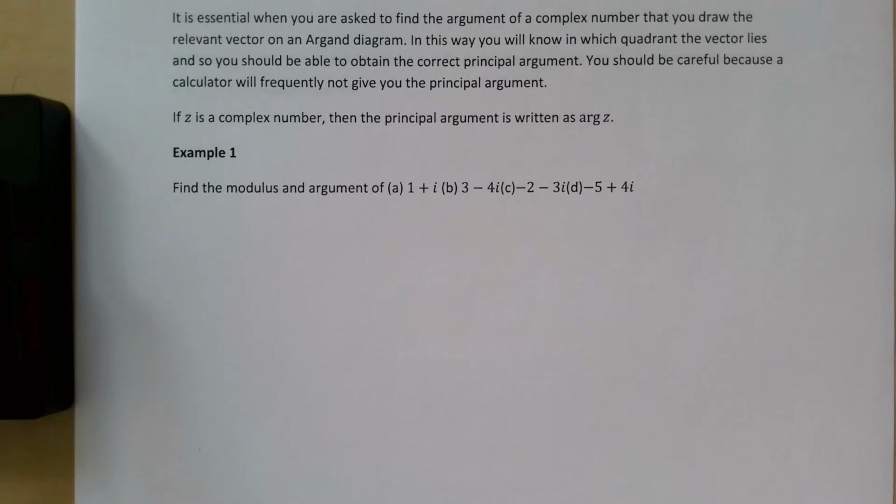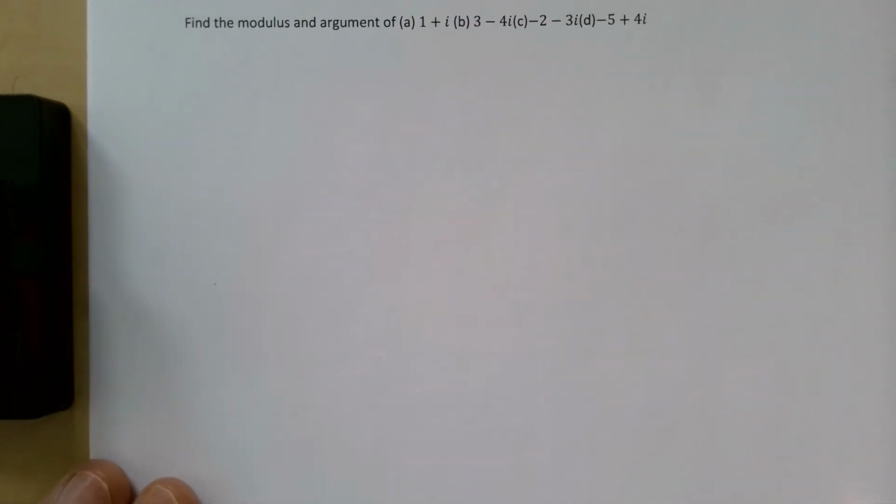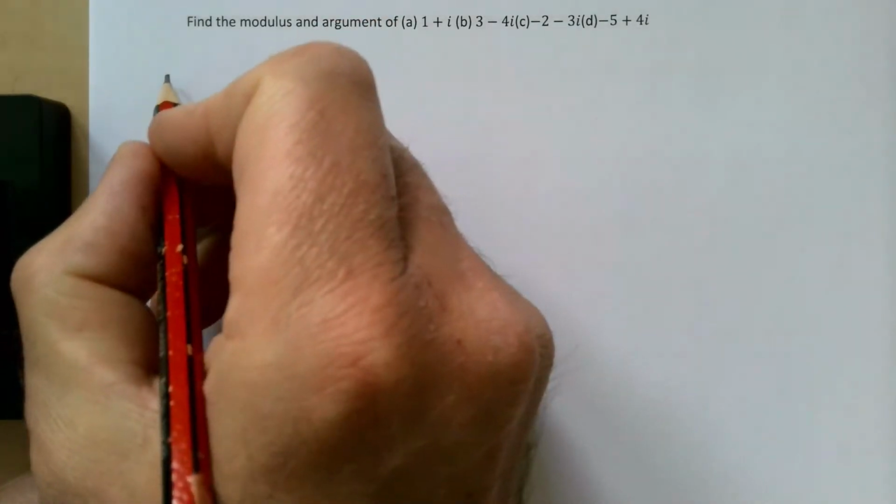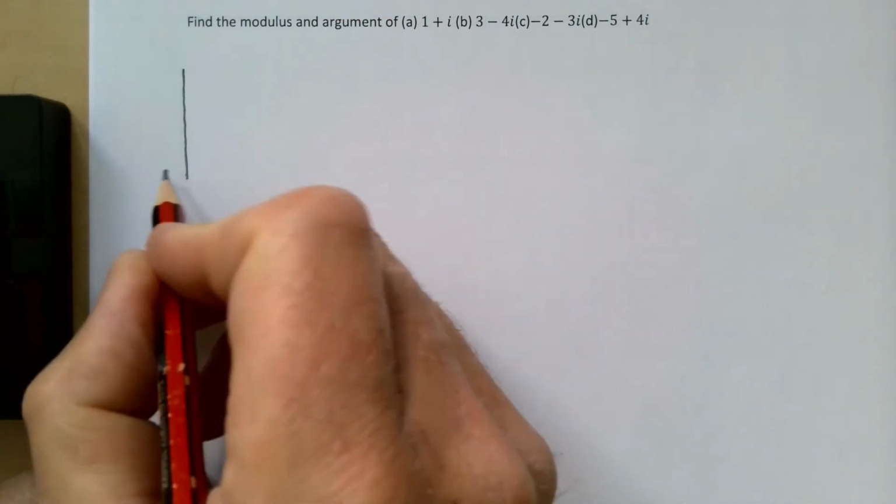Find the modulus and argument of the following. So we're going to draw out a few Argand diagrams here and try to find the modulus and argument of each of these. Our first one is 1 plus i, a nice straightforward one. If you know what you're doing, I would hope you already know the answer here.